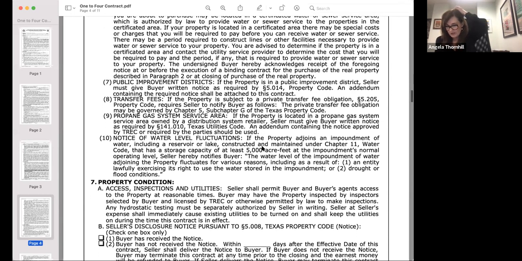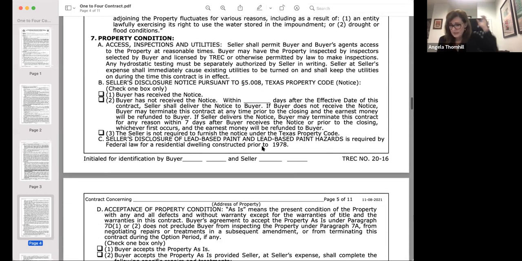Property condition. The seller must permit buyer and buyer's agents to access the property at reasonable times. The buyer is allowed to have it inspected, etc. What we see a lot of times, a seller will get testy after the normal inspection, and the buyer wants to keep coming in with their designer and contractor. You do see some fights about that. So the argument becomes what is reasonable.